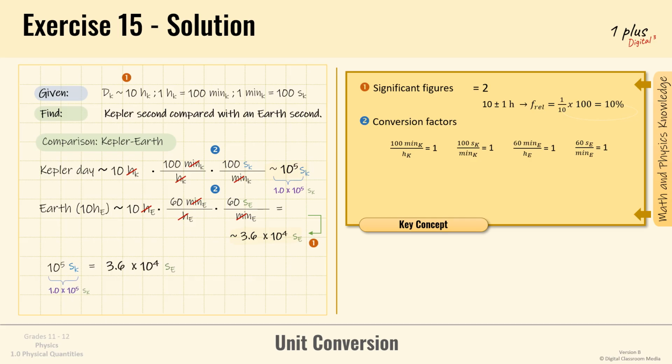Now we compare the two systems. 100,000 Kepler seconds correspond to 36,000 Earth seconds. To determine the duration of 1 Kepler second, we divide both sides by 100,000. This gives us 1 Kepler second equals 0.36 Earth seconds. The result already has two significant figures.